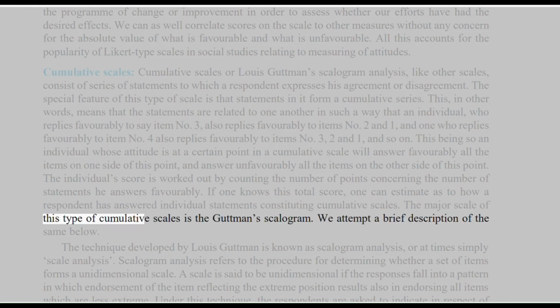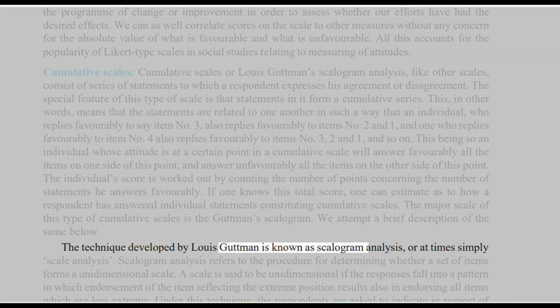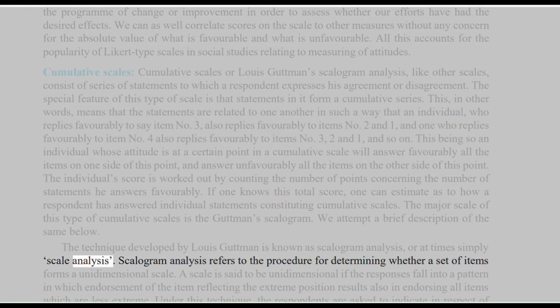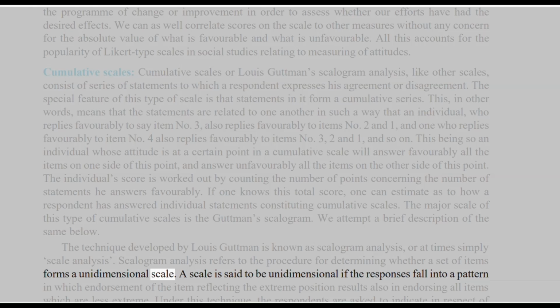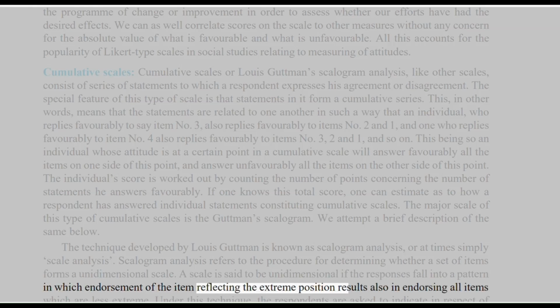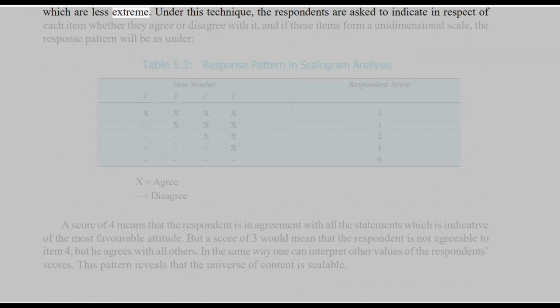The major scale of this type of cumulative scales is Guttman's scalogram. We attempt a brief description of the same below. The technique developed by Louis Guttman is known as scalogram analysis, or at times simply scale analysis. Scalogram analysis refers to the procedure for determining whether a set of items forms a unidimensional scale. A scale is said to be unidimensional if the responses fall into a pattern in which endorsement of the item reflecting the extreme position results also in endorsing all items which are less extreme.